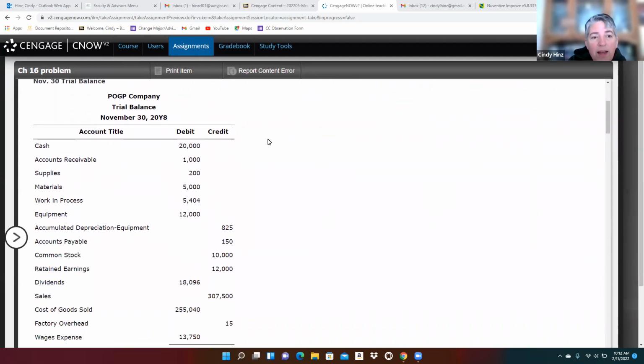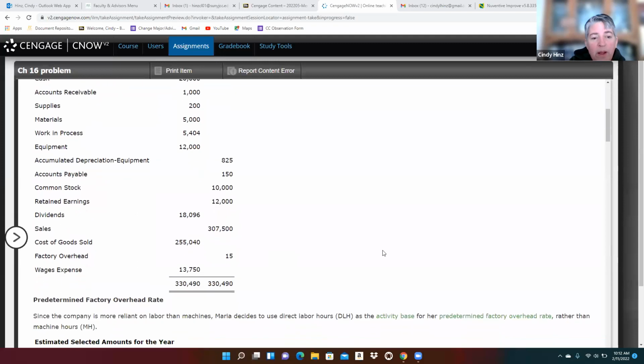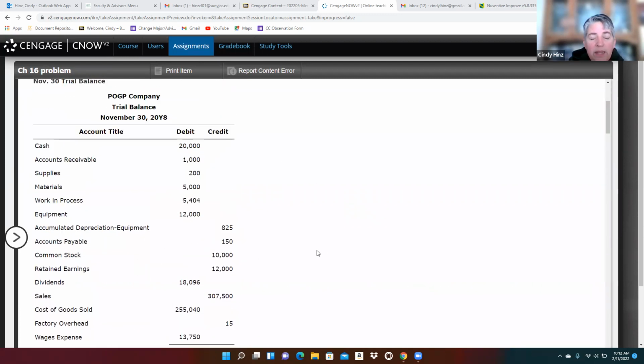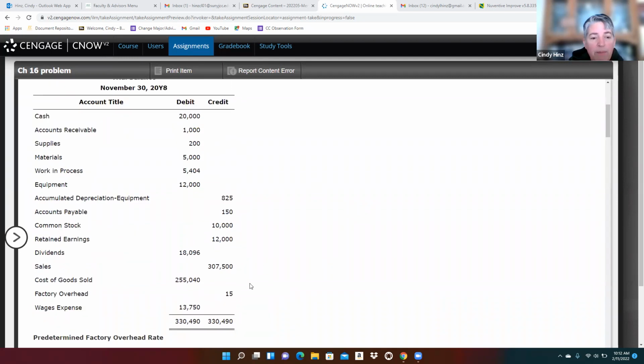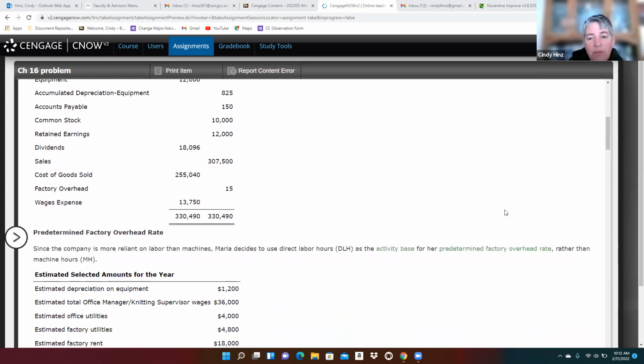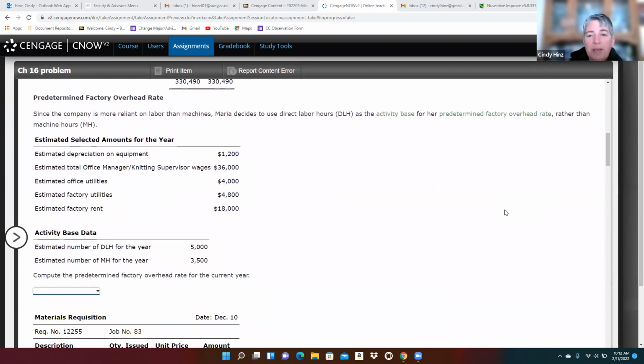You can see we have a trial balance here prepared at the end of November with our ending balances for November. And then what we are reporting on as we get into the problem is what happened during December. So this is where we already are at the end of November. We'll come back to these opening balances. You can see we had $5,000 in materials, $5,404 in work in process, and that will be significant for us when we get toward the end of the problem.